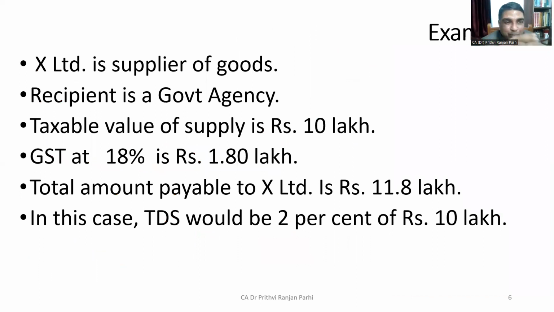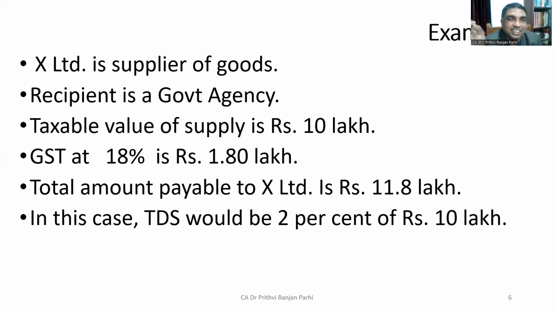Let us see an example here, and on which amount TDS is to be deducted. Let me explain it with the help of an example. Let us say X Limited is a supplier of goods and the recipient is a government agency. Since it's a government agency, TDS liability is there. And the taxable value of the supply is 10 lakh. So 10 lakh means 10 lakh before GST. If you apply GST at the rate of 18%, the GST amount comes to 1,80,000. So the total amount comes to 10 lakh plus 1,80,000, that is 11.8 lakh.